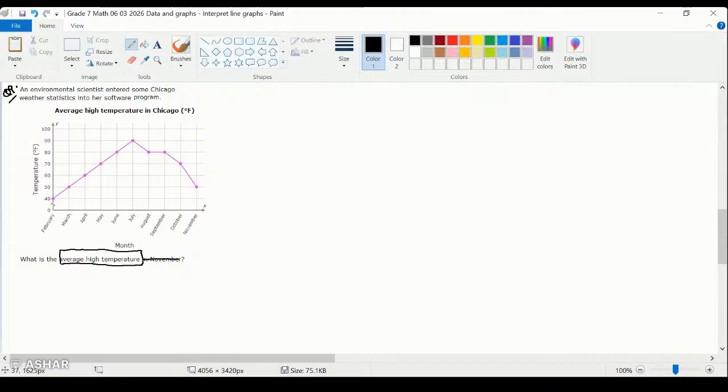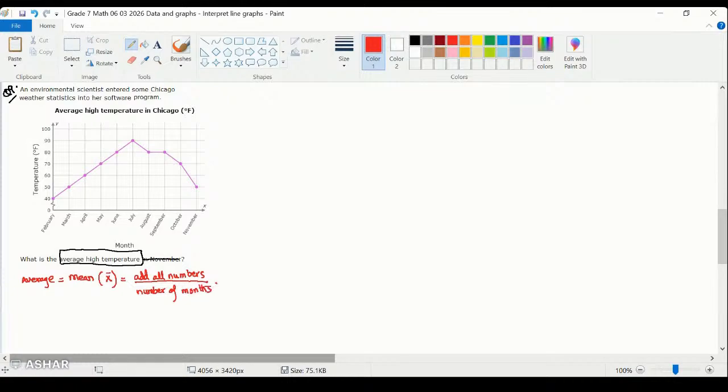How do you find the average? We know that an average is also known as the mean. Mean is written with x dash. How do we find the average? Add all numbers, divided by the number of months.